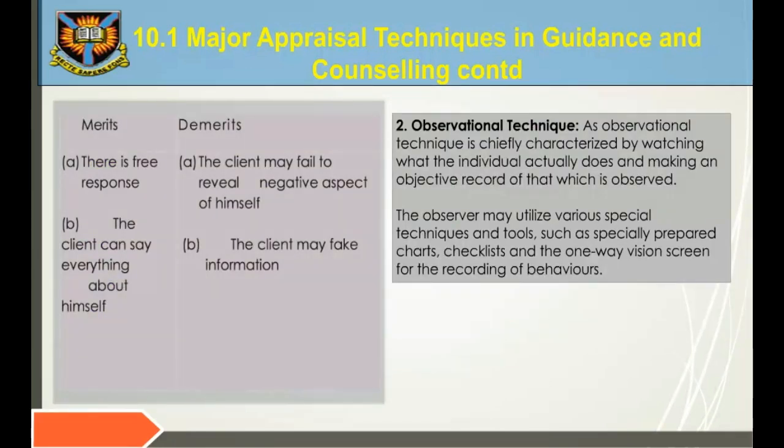The merits. There is free response. The client can say everything about himself. The demerits. The client may fail to reveal negative aspects of himself. The client may fake information.